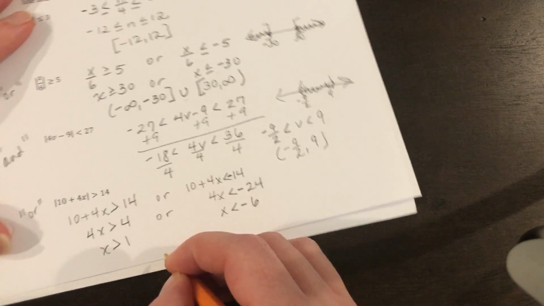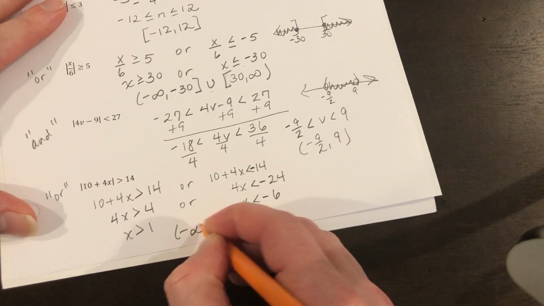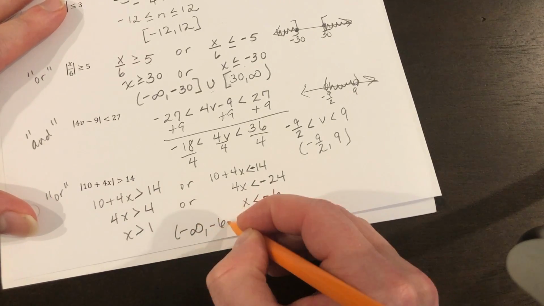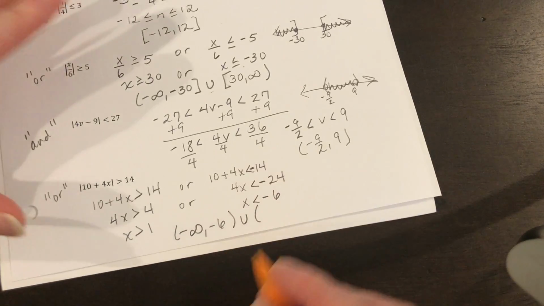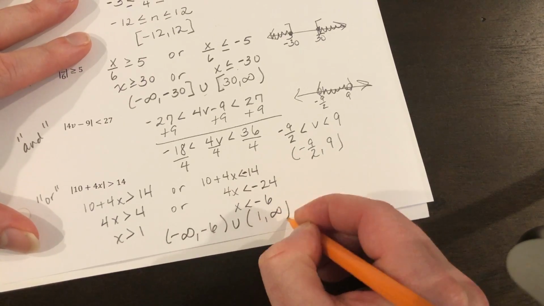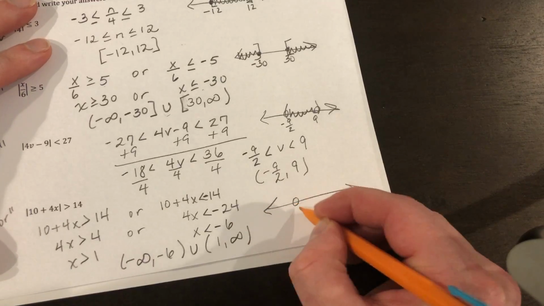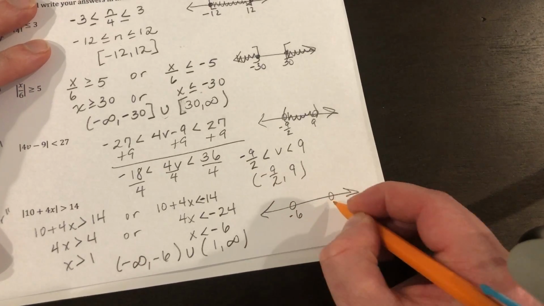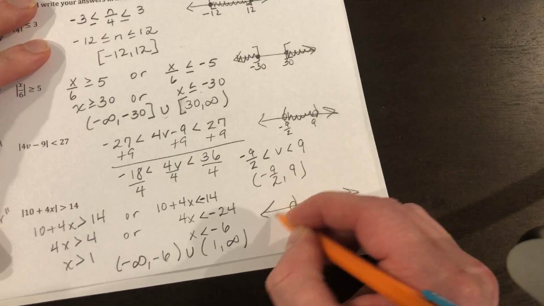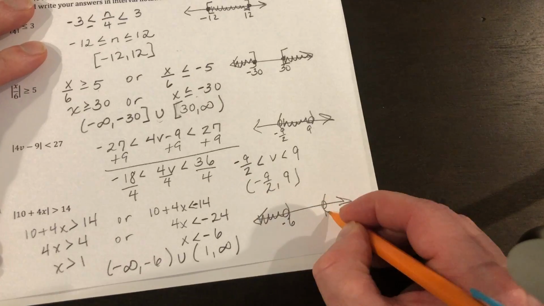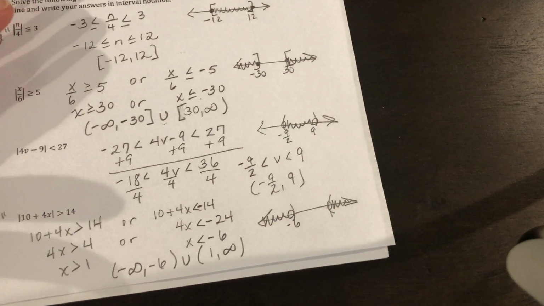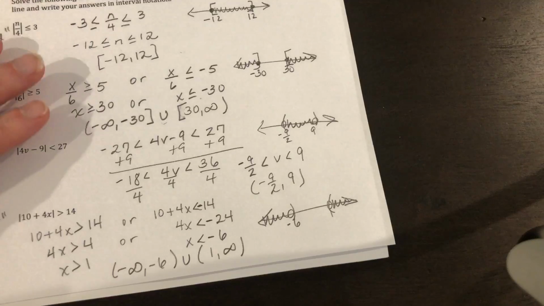Okay, so when we go to write this in interval notation, it's going to be negative infinity to negative 6 in union with 1 to infinity. And we're going to put a negative 6, and we're going to put a 1, parentheses, and we're going to shade away from one another like that. And that's how we do that. Okay, on to the next page, and almost done.